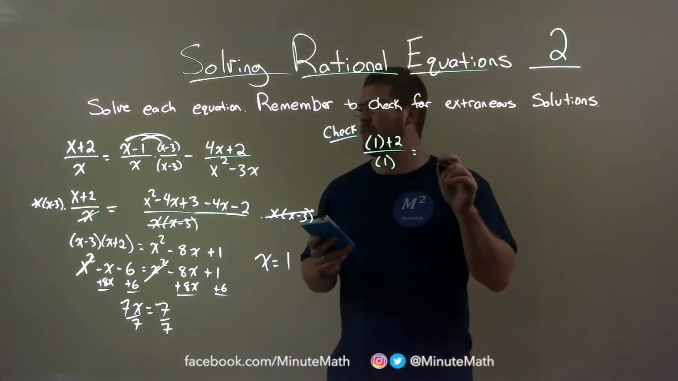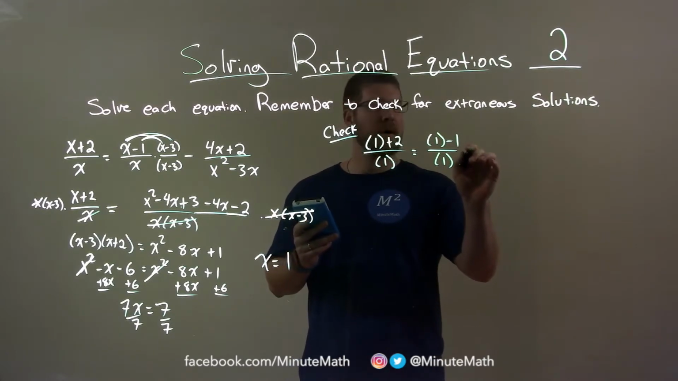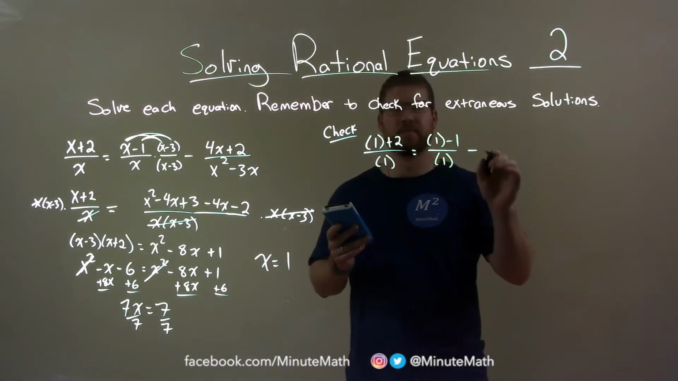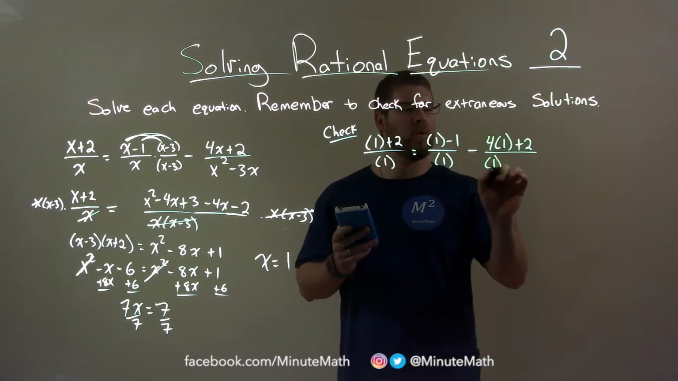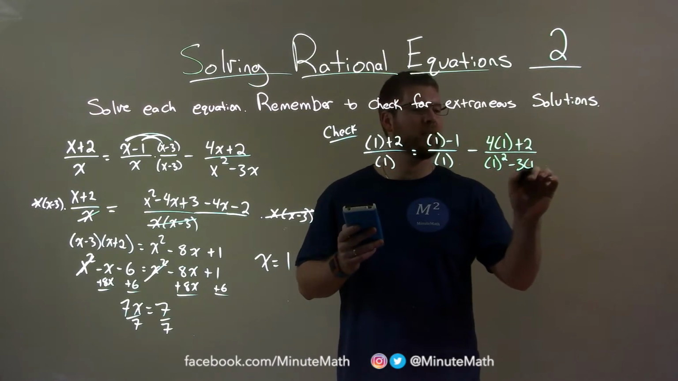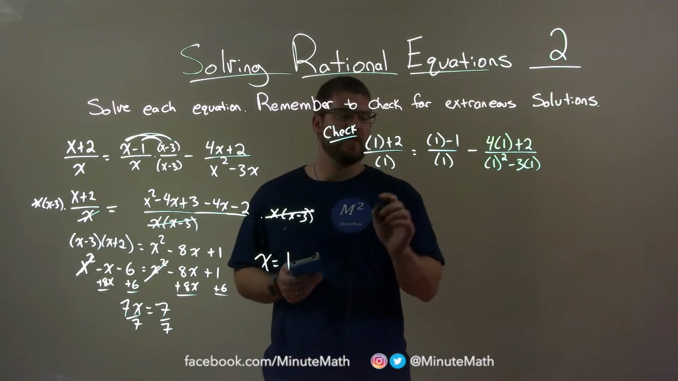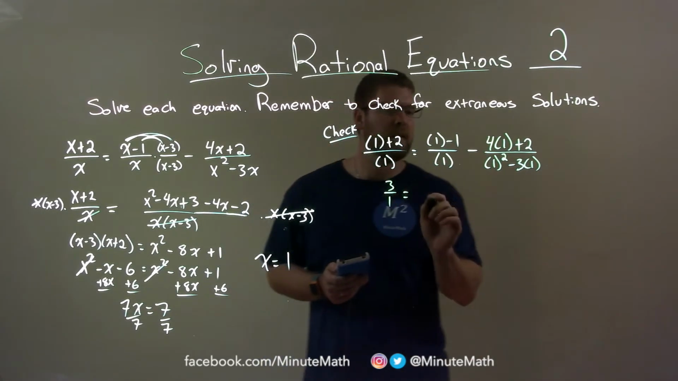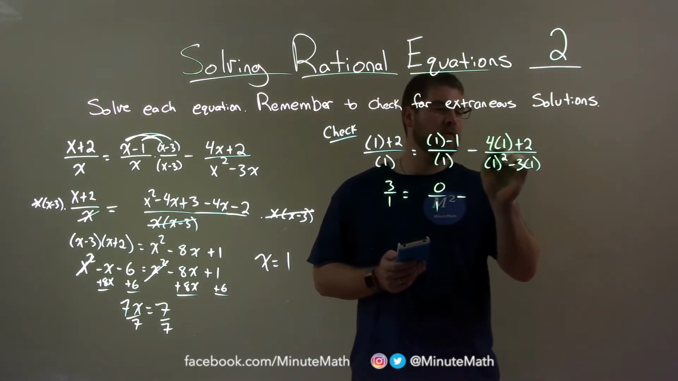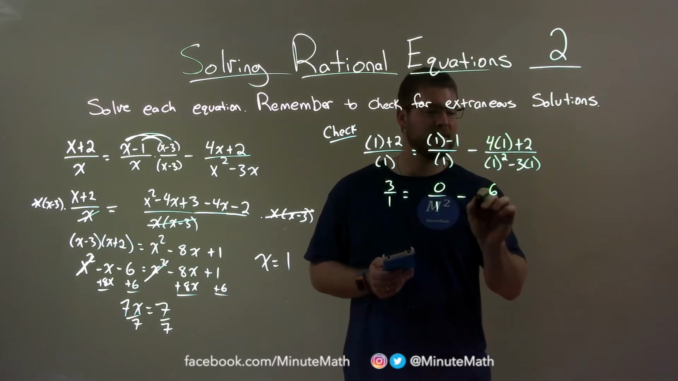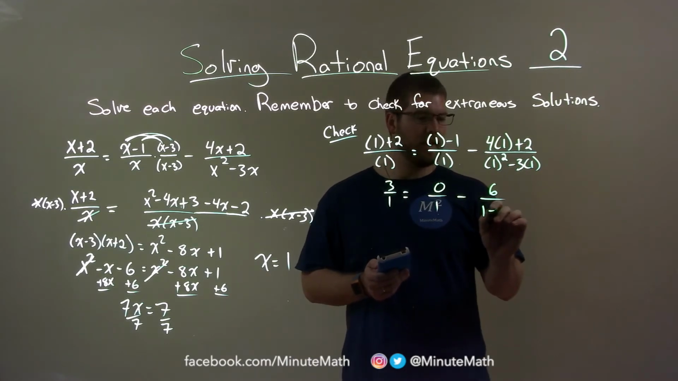Okay. (1 + 2) over 1, and we have (1 - 1) over 1, minus, now remember it's the original equation, (4 times 1 + 2) over (1 squared - 3 times 1). All right, so now simplify. 1 + 2 is 3, 3 over 1 here. 1 - 1 is 0 over 1, that's easy. 4 times 1 is 4 + 2 is 6 over 1 squared is 1 - 3.